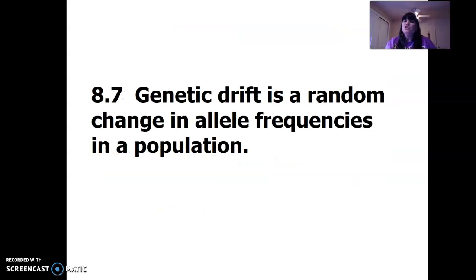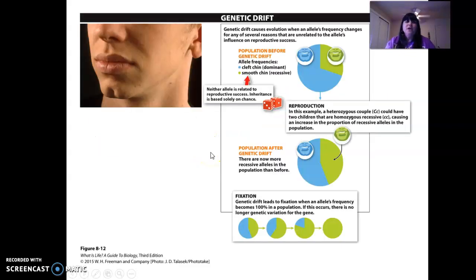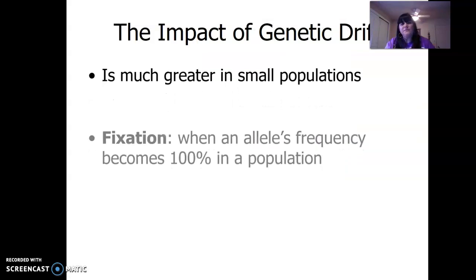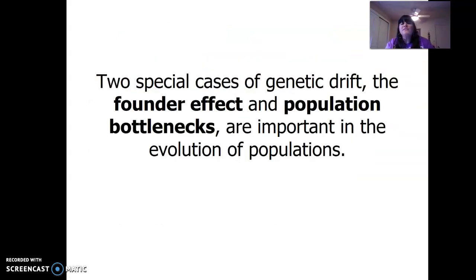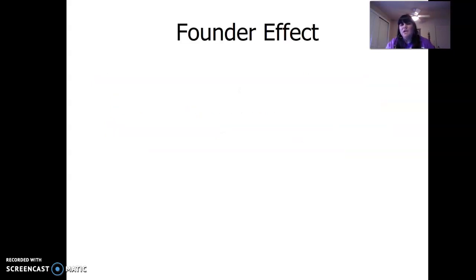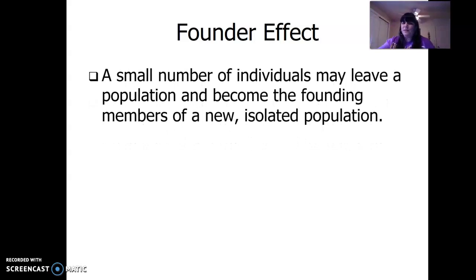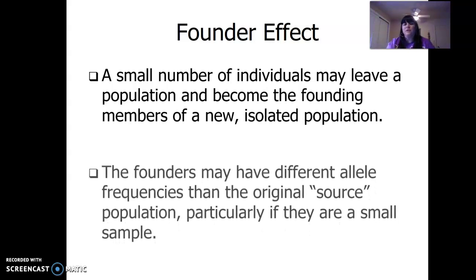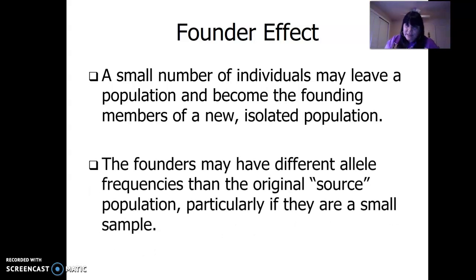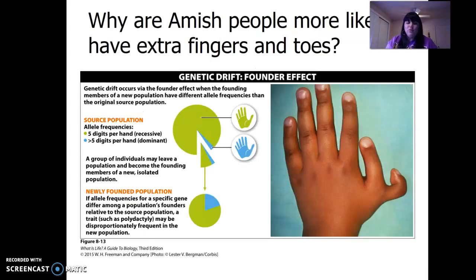All right. Genetic drift. Random, again, this idea of random changes in allele frequencies in a population. So imagine here's the population, here's the gene pool, and the gene pool changes over time. So what are examples of genetic drift? Okay, so founder effect and bottleneck effect, those are examples of genetic drift. So let's say a small number of individuals leave a population and become founding members in a new population. When they leave and set up new shop with a new population, now there's a new gene pool. And that could be an agent for evolution for that population. Founders may have different allele frequencies than the original source, particularly if they're small. So usually with founder effect, we see more of an effect with small populations.